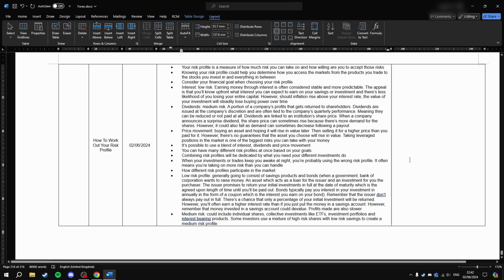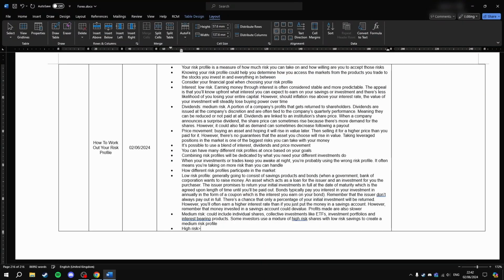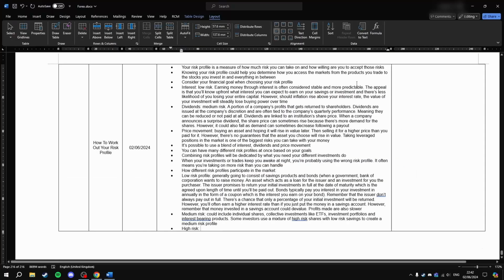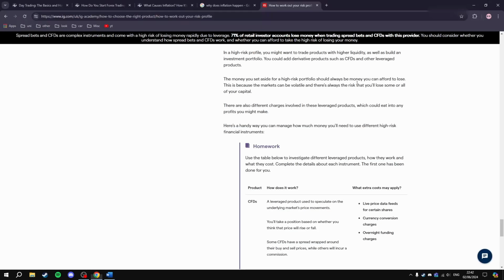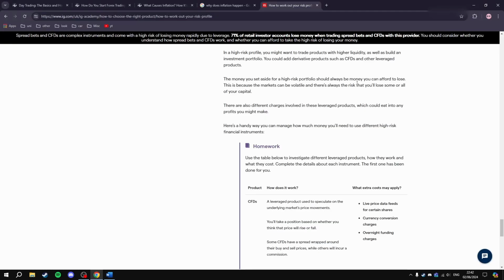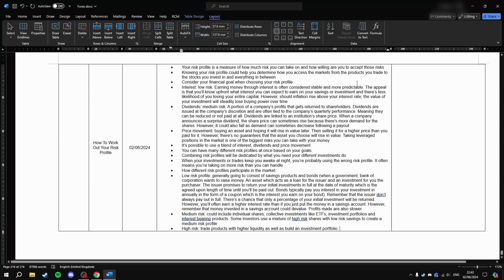Higher risk. In a high risk profile, you might want to trade products with higher liquidity, as well as build an investment portfolio. You could also add derivative products such as CFDs and other leverage products.